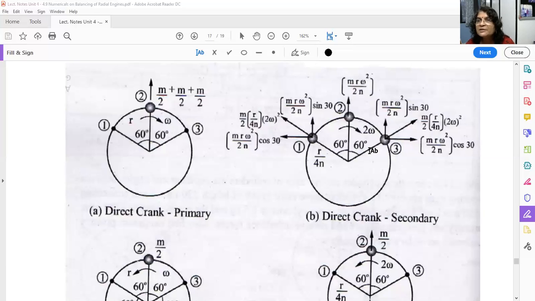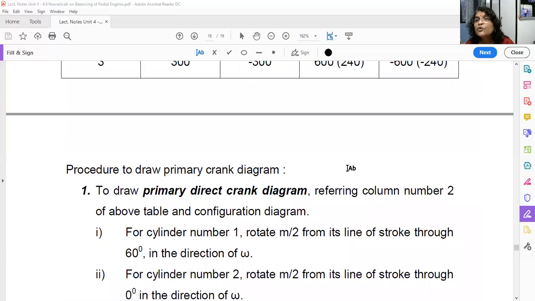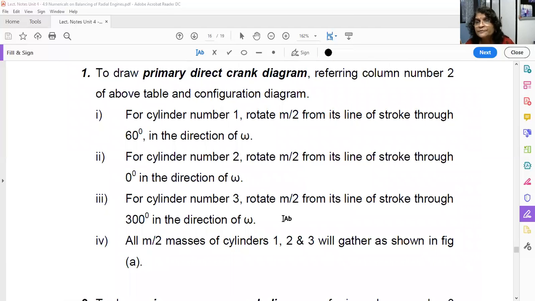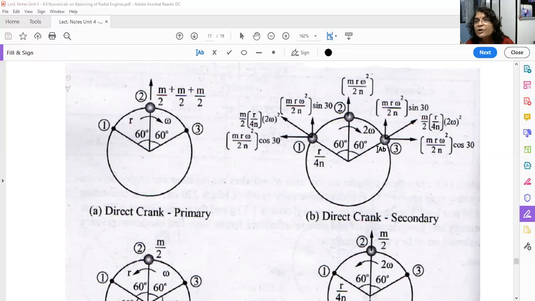And cylinder number 3 in the direction of rotation by what angle? 300 angle, no? No, sorry, 240. Let us see, I forgot. 240. Okay, so here it is. This cylinder number 3, you have to rotate by 240° angle, it will come here. So m by 2 here, m by 2 here, m by 2 here.